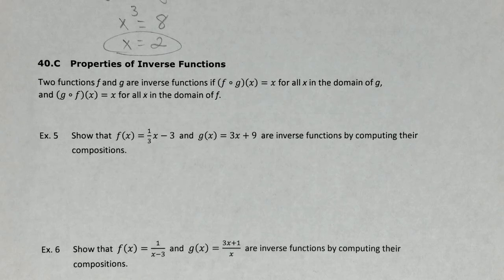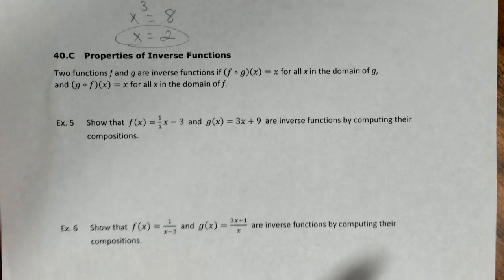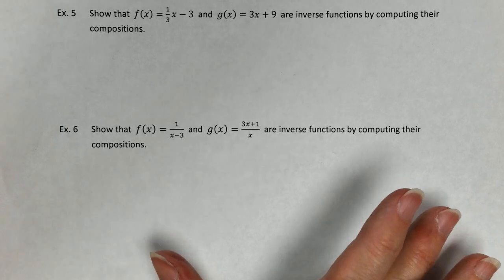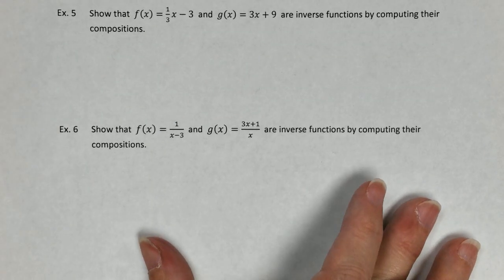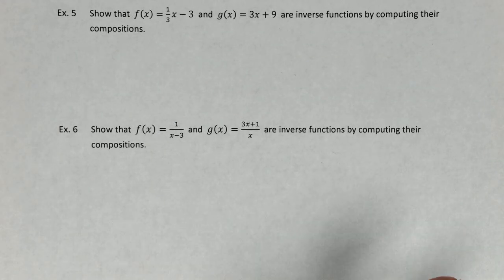So when it says in example 5, show that f of x equals 1/3 x minus 3 and g of x equals 3x plus 9 are inverse functions by computing their compositions, they're just telling you find f of g and find g of f, and by the way, they're both going to equal x. So you know what the outcome is supposed to be, you just have to do it.